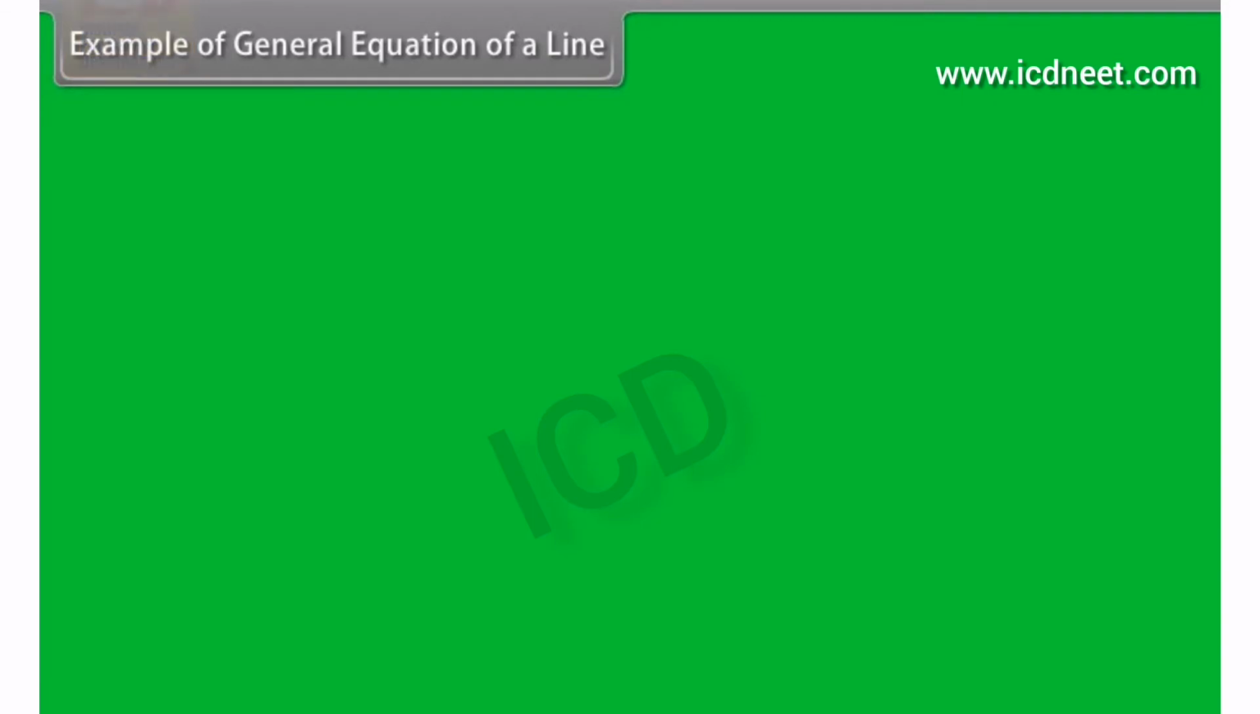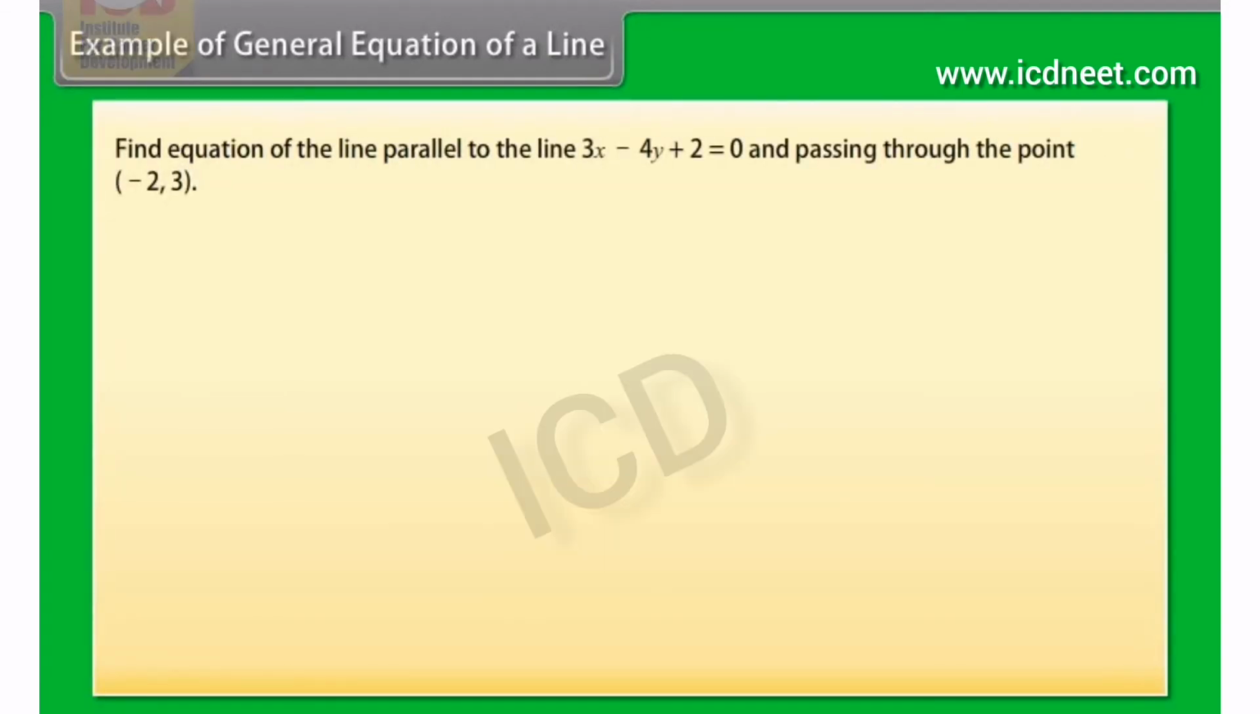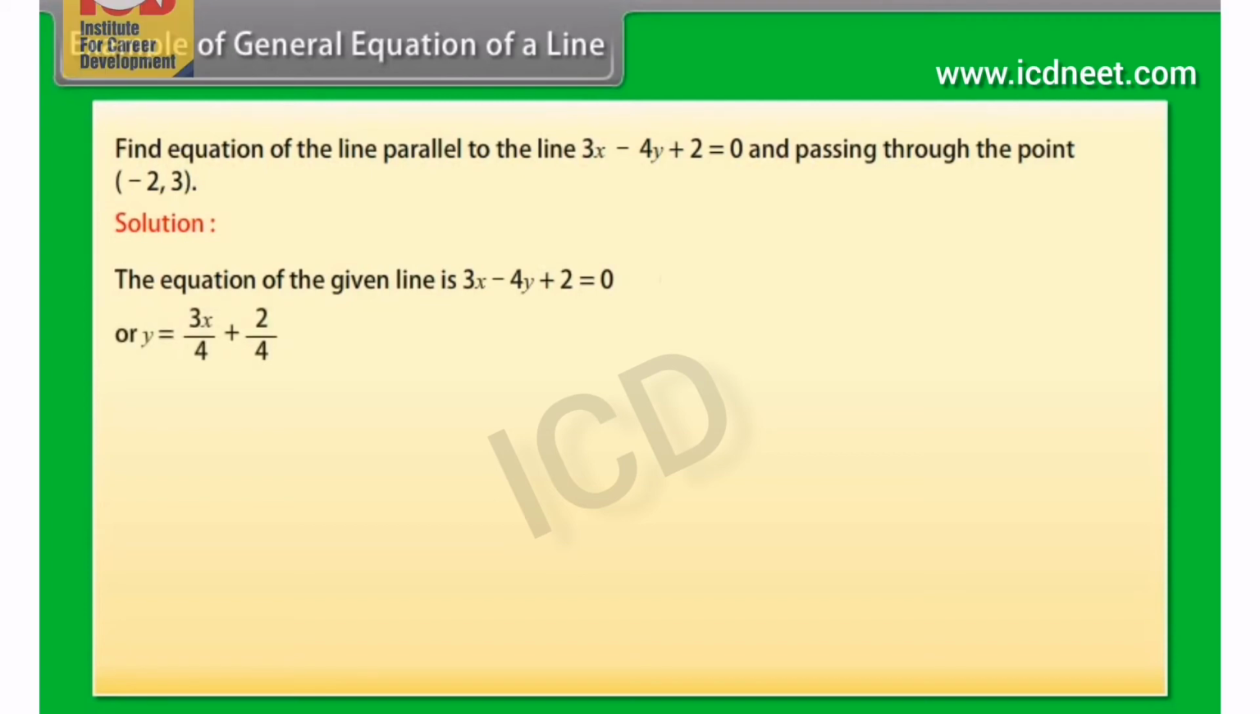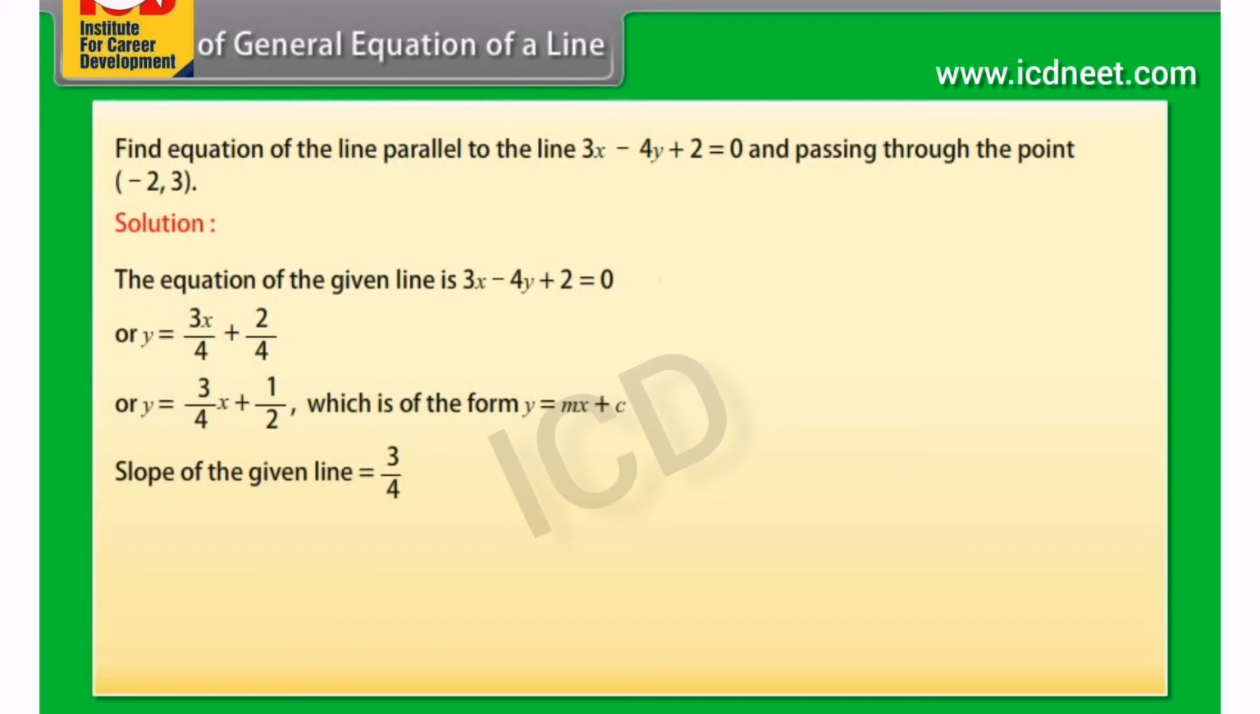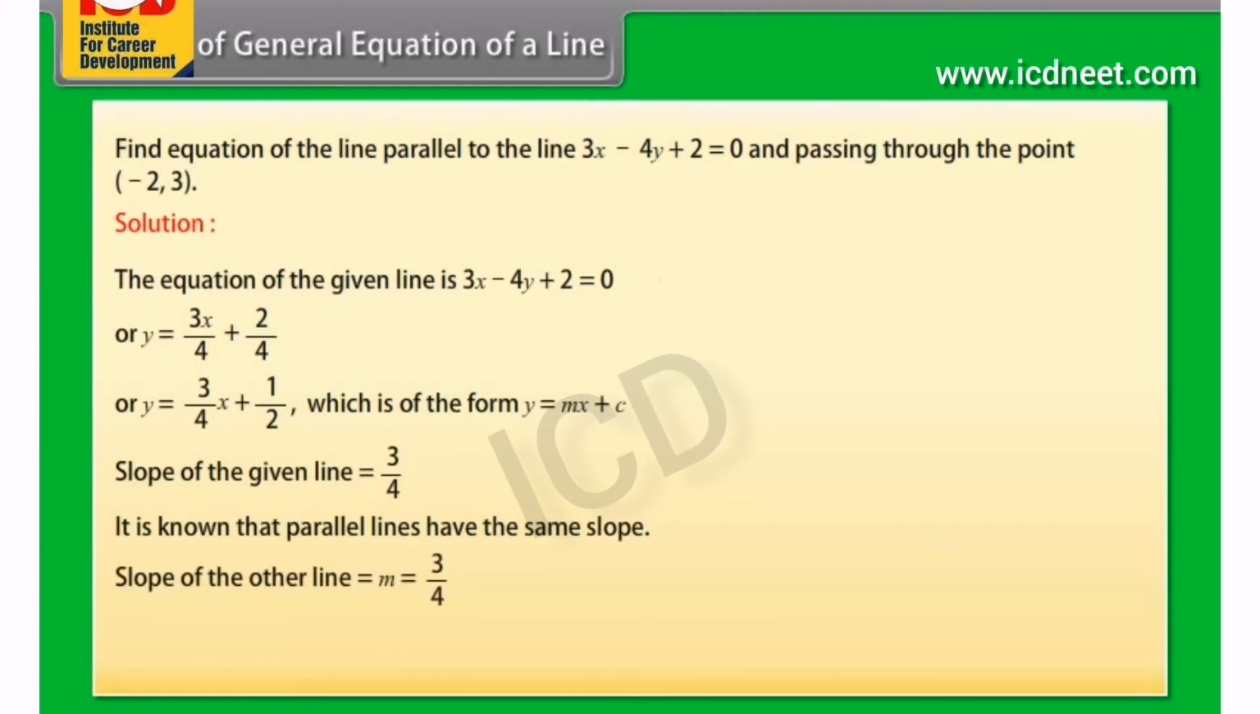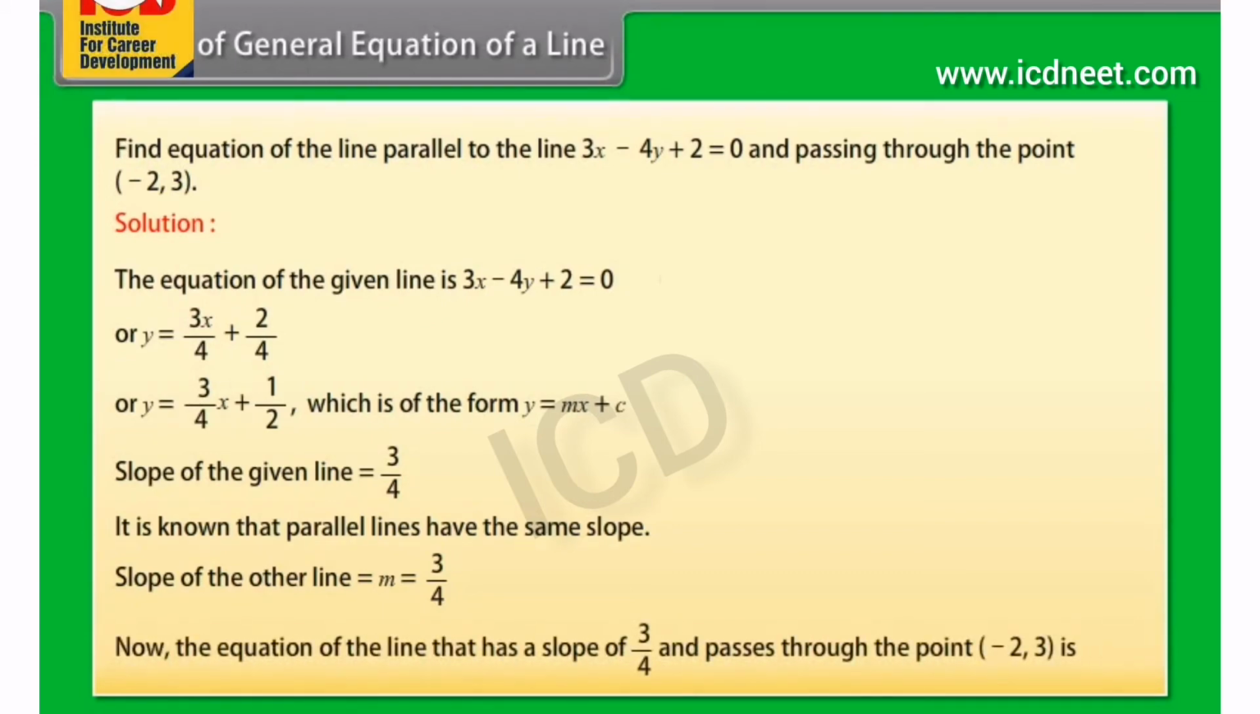Example of general equation of a line. Find the equation of the line parallel to the line 3x - 4y + 2 = 0 and passing through the point (-2, 3). Solution. The equation of the given line is 3x - 4y + 2 = 0 or y = 3x/4 + 2/4 or y = 3x/4 + 1/2, which is of the form y = mx + c. Slope of the given line is 3/4. It is known that parallel lines have the same slope. Slope of the other line, that is m, is equal to 3/4. Now the equation of the line that has a slope of 3/4 and passes through the point (-2, 3) is 3x - 4y + 18 = 0.